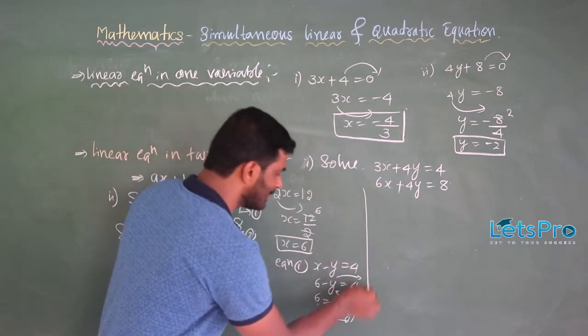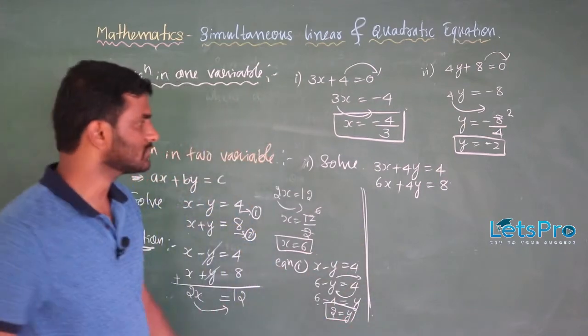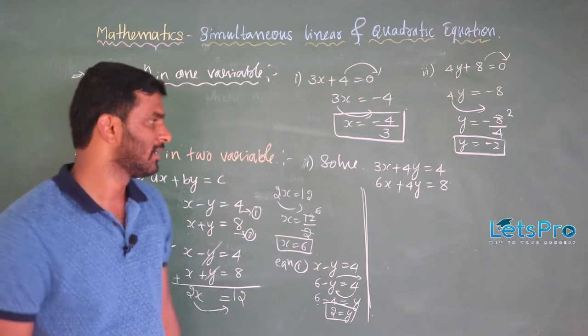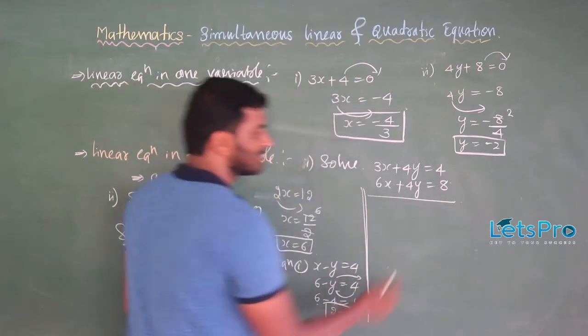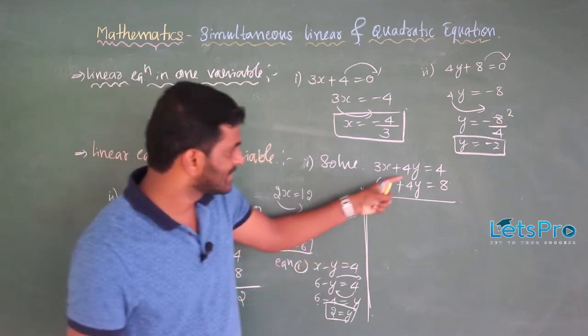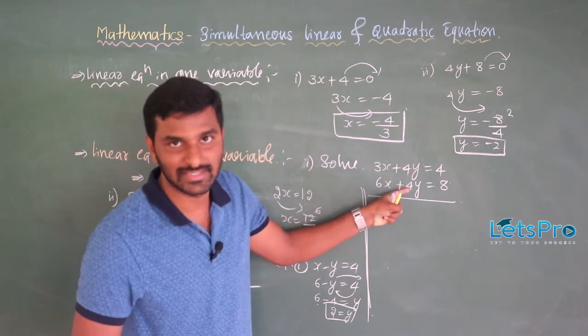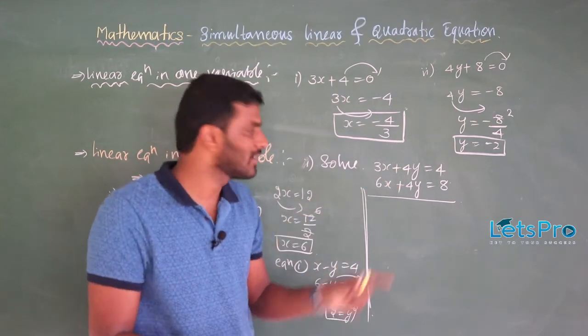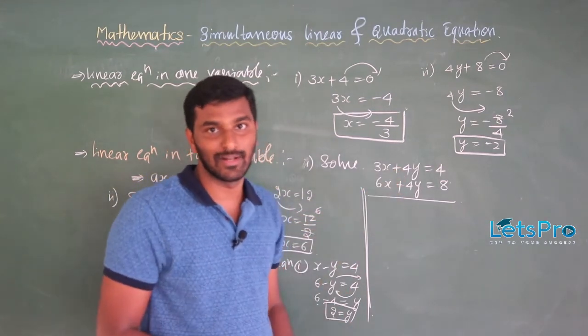So there is one more example here: 3x plus 4y is equal to 4, 6x plus 4y is equal to 8. Similarly, you just choose any one variable and match it. There is a 4y and 4y, yes, it is the same. Hence, there is a plus and plus. We can't cancel any one variable.